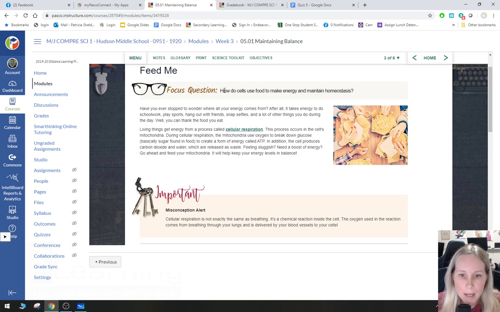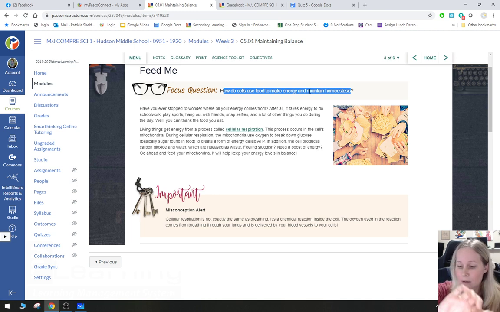All right. How do cells use food to make energy and maintain homeostasis? So we heard about humans maintaining homeostasis with our body temperature. So how do their cells do it? Remember, cells are just those tiny, tiny little things. We can't even see them. We have to have a microscope to look at our skin cells. Okay? So remember, they're the tiny things. So how do our cells keep themselves going?